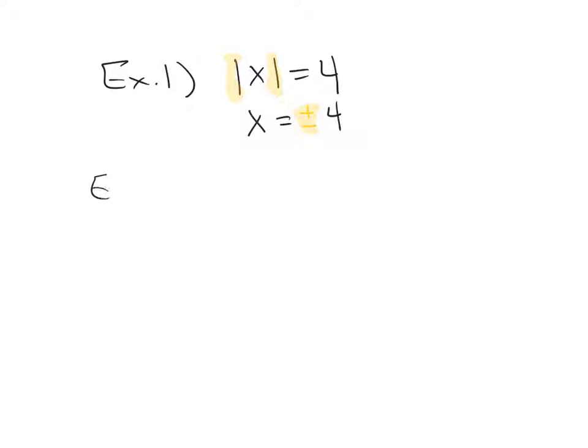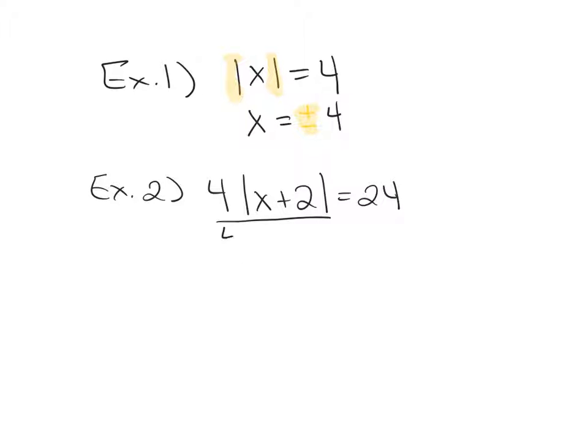Here we go, example number 2. 4 times the absolute value of x plus 2 equals 24. Here, you want to isolate that absolute value before you dig into it. And because the math that's being done here is your multiplication, our first step is to divide by 4 on both sides. You get absolute value of x plus 2 equals 6. Don't get ahead of ourselves, huh?